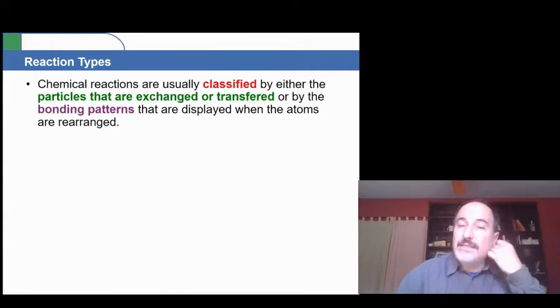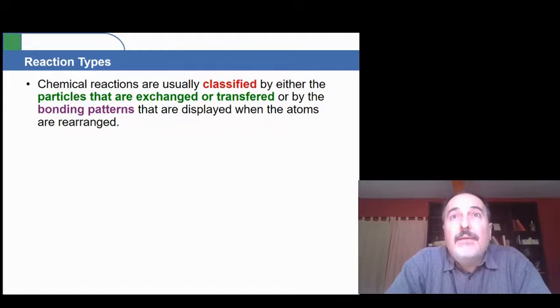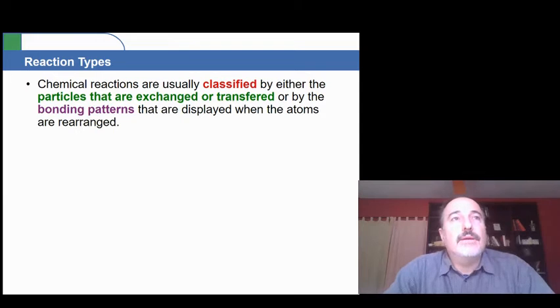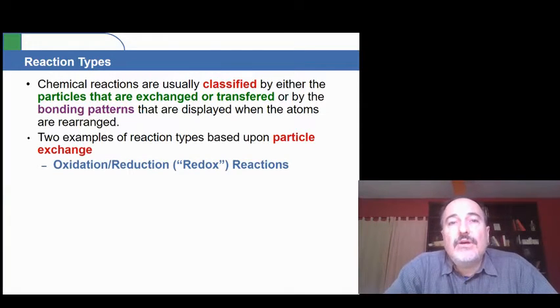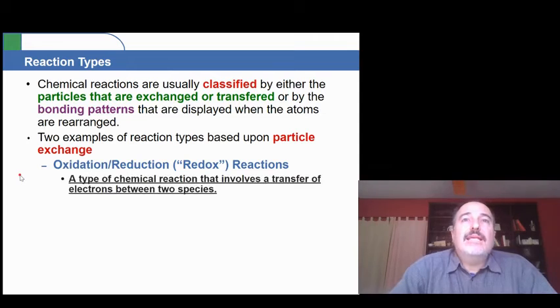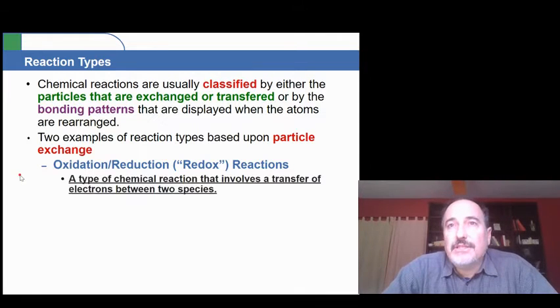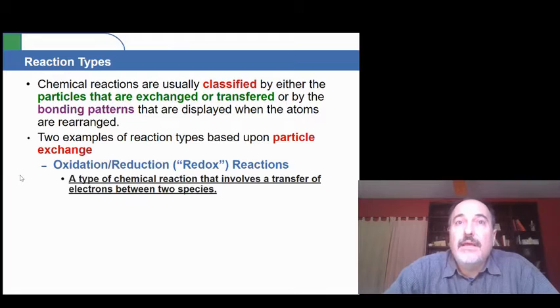Basically, there's two ways of classifying it. One is by the particles that are exchanged or transferred. The other is by the bonding patterns that are displayed when the atoms are rearranged. Now, two examples of reaction types based upon particle exchange. One of them is called an oxidation reduction or redox reaction. In this, basically it's a type of chemical reaction that involves the transfer of electrons between two different species.